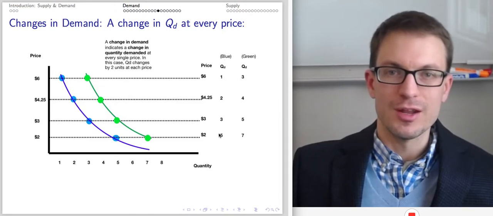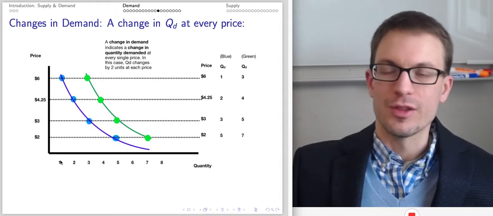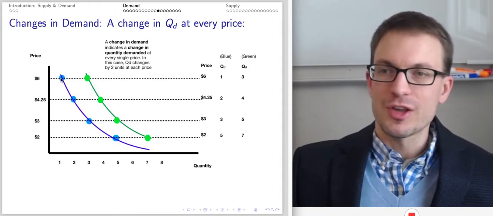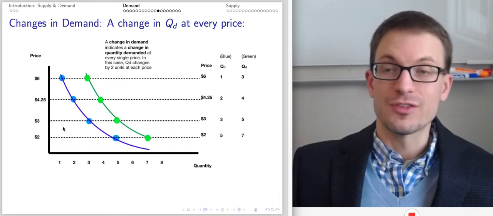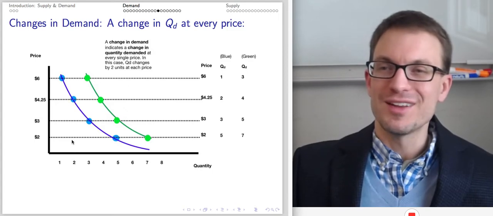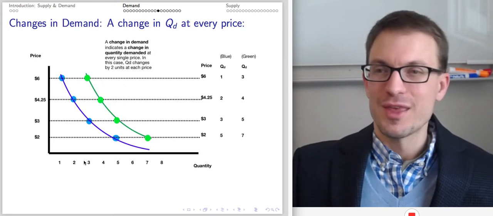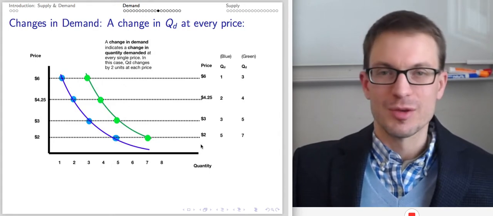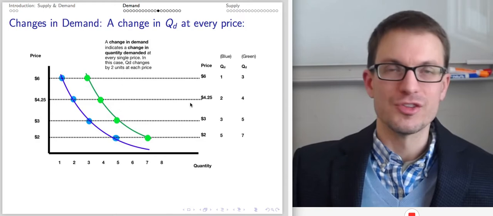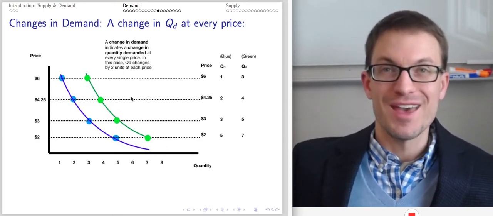We see this indicated by my demand schedule. Or we can see this on the graph: at the price of 6, we go from a quantity demanded of 1 to a quantity demanded of 3. And as a matter of fact, if we go down to a price of $4.25, we get a new quantity demanded when we go to the green curve. We go from 2 to 4. And so on and so forth. At every price, we got a new quantity demanded. That is a change in demand.